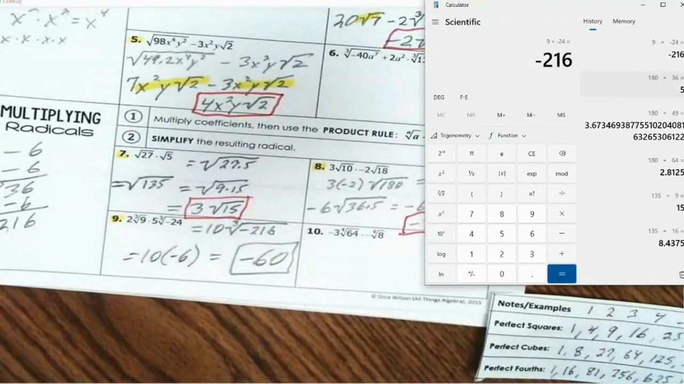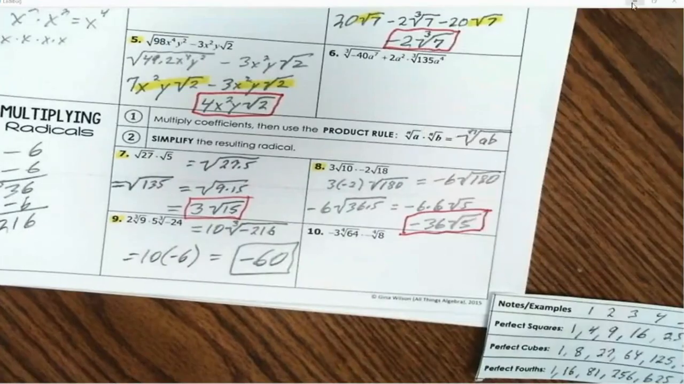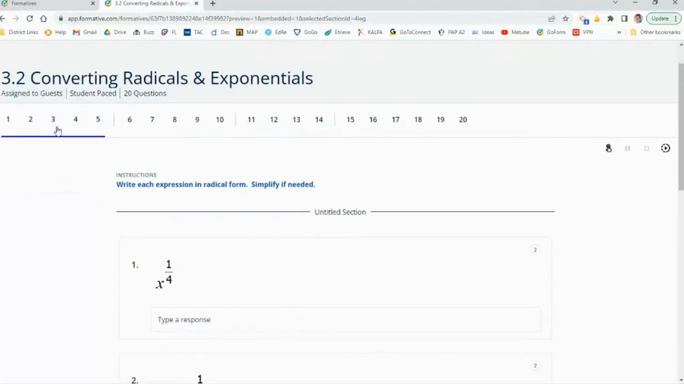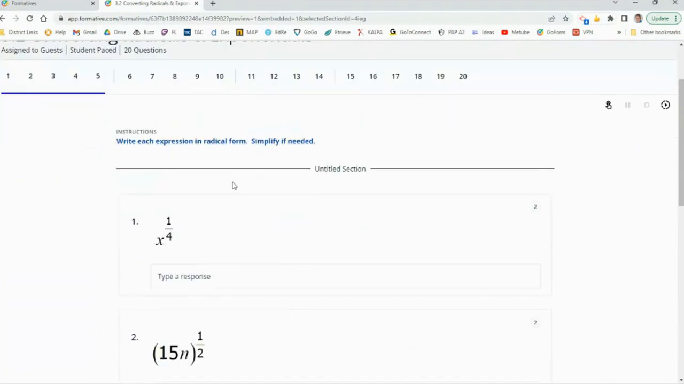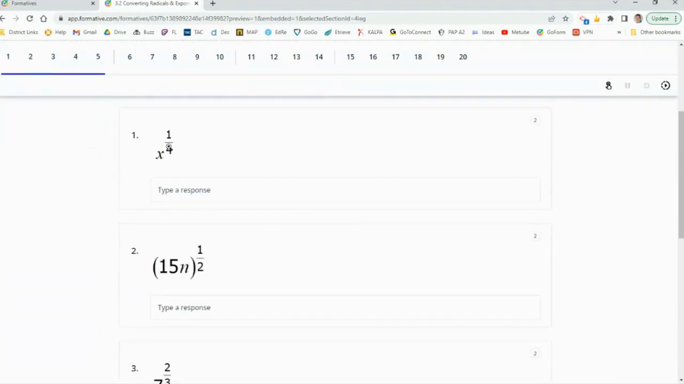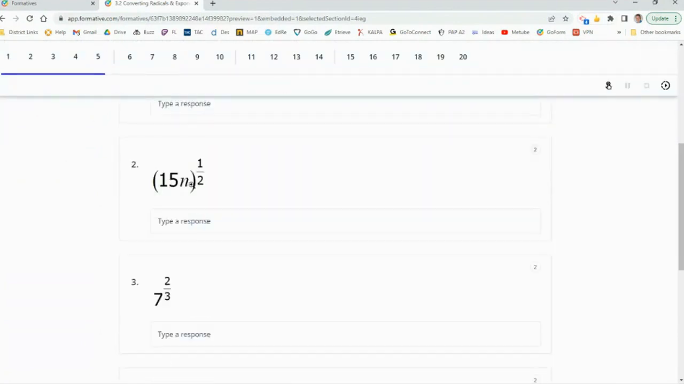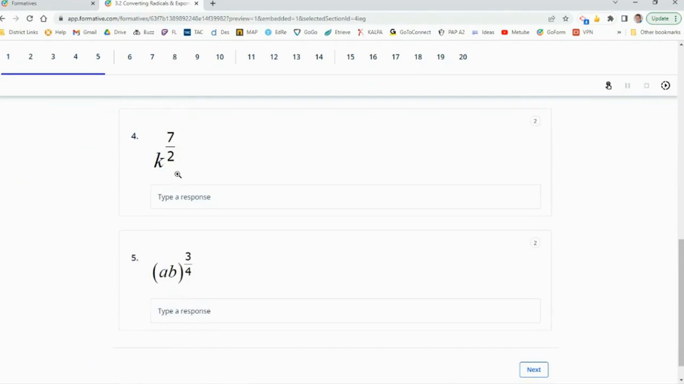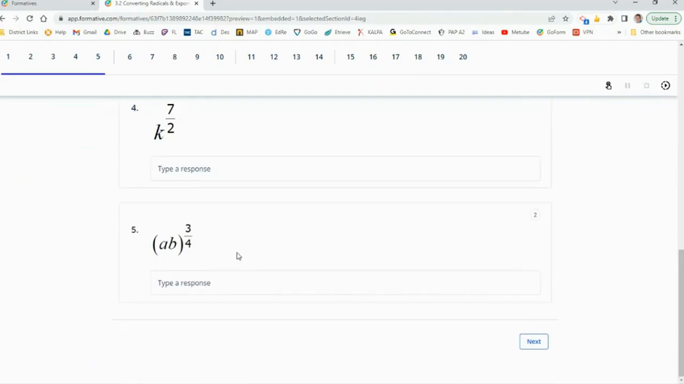So let's look. Get rid of that. Let's look at our assignment. Converting radicals and exponents. This first section, 1 through 5, write each expression in radical form and simplify as needed. x to the 1/4 power, 15n in parentheses, all raised to the half power, 7 to the 2/3, k to the 7/2. Okay, so these first 5 are all like the first problems that we worked.